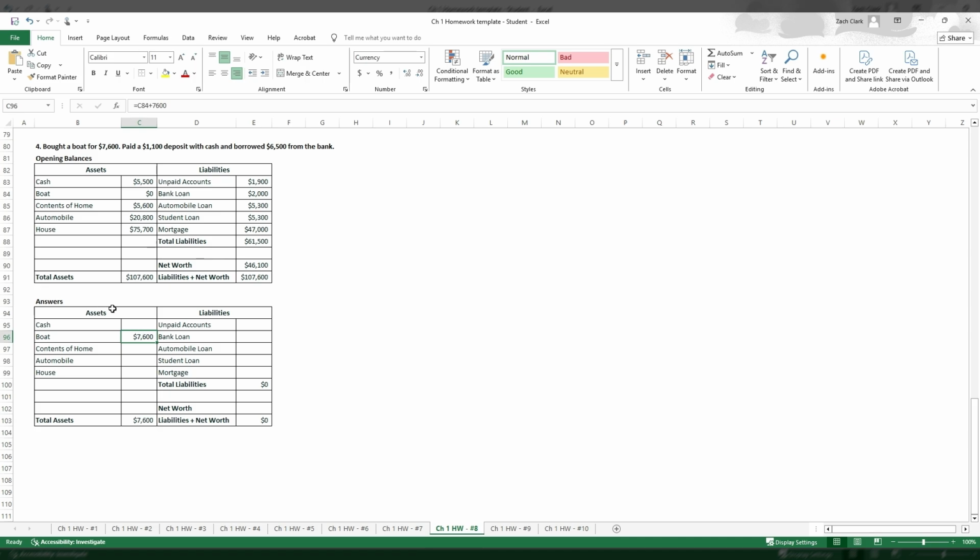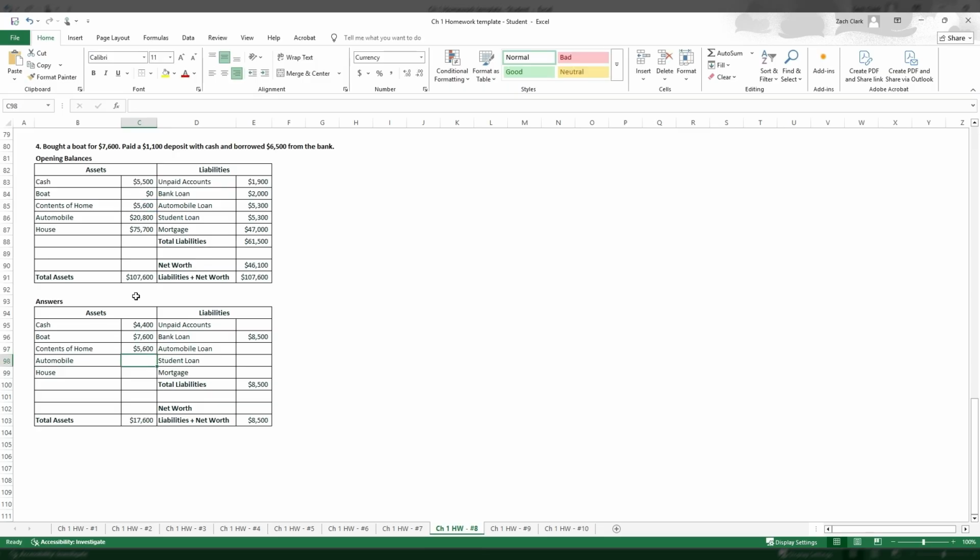So now we have a boat on our assets on our balance sheet that's worth 7,600. But we didn't pay all of that with cash. We paid 1,100 of cash. So we'll take our 5,500 opening minus 1,100. So now we have 4,400 in cash, but we borrowed the rest of the amount, 6,500, from the bank. So originally we had a $2,000 bank loan, but now we're adding 6,500 onto that to end up with an $8,500 bank loan after purchasing the boat.